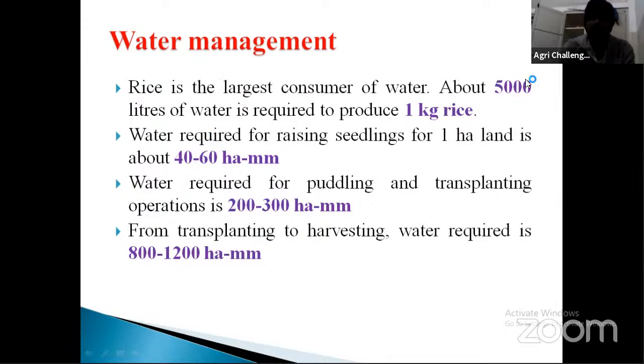So total water required for growing 1 hectare rice is around 1200 to 1500 millimeters, which is very high compared to other cereals, pulses and millets. And these 3 points are very important from exam point of view. Water required for raising seedlings in nursery, water required for puddling and transplanting, and water required from transplanting to harvesting.